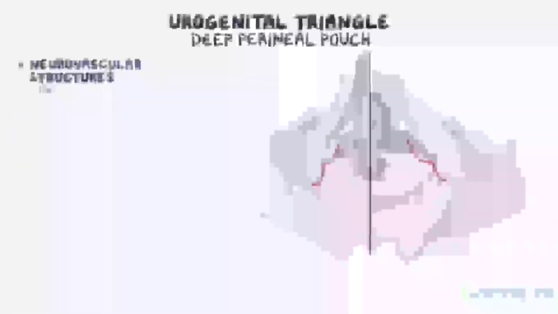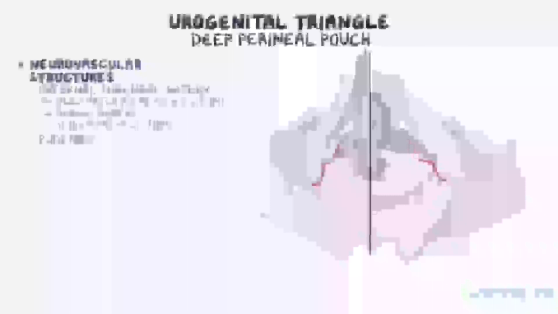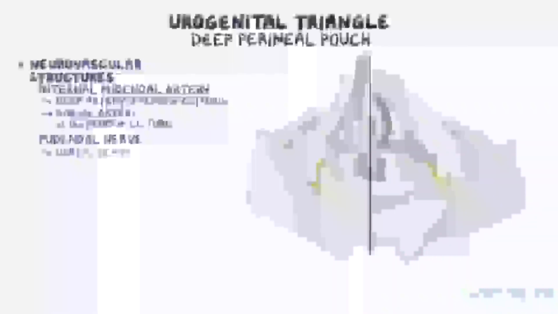The neurovascular structures in the deep perineal pouch are the internal pudendal artery, which bifurcates to give off the deep artery of the penis or clitoris, and the dorsal artery of the penis or clitoris, the pudendal nerve, which ends as the dorsal nerve of the penis or clitoris, and the deep perineal nerve.